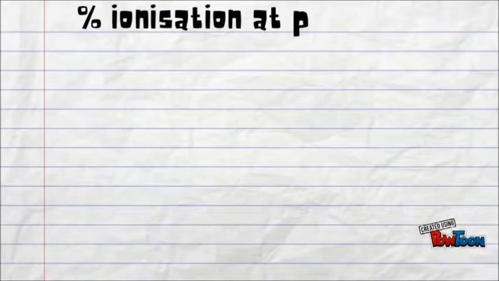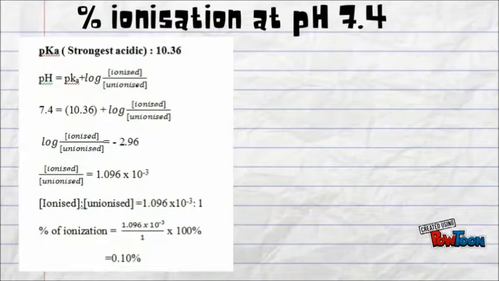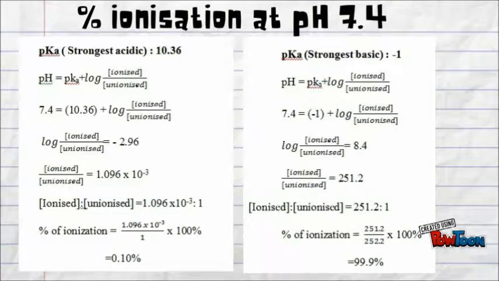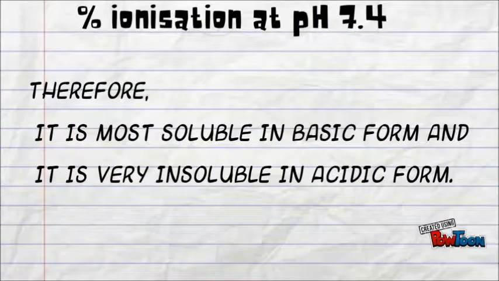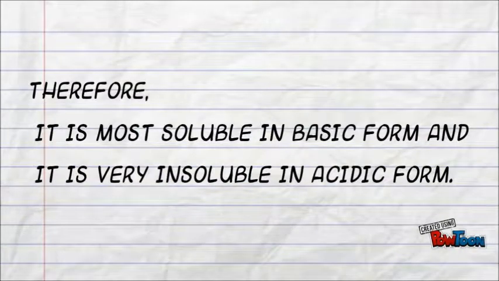By using the pKa values, the percent ionization at pH 7.4 is calculated. At strongest acidic is 0.1, at strongest basic is 99.9. Therefore, it is most soluble in basic form and insoluble in acidic form.